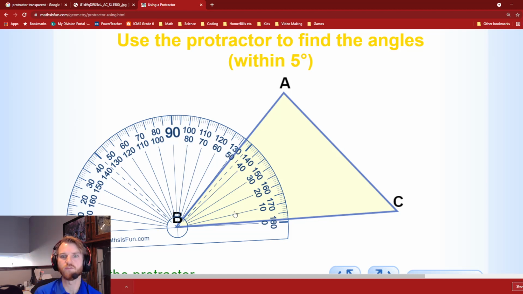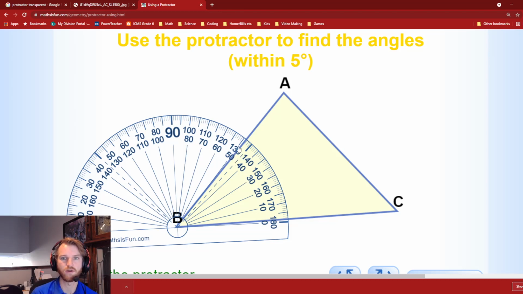But what we need to do is think about what are we measuring? We're starting right at this line, which would be a 0 degree angle. If we just had a straight line like this, it hasn't rotated at all, it'd be 0. And then as we rotate more and more, we're going to be getting bigger and bigger. So 0, 10, 20, 30, 40, 50. So here we've gone about 50 degrees of rotation to get to here.